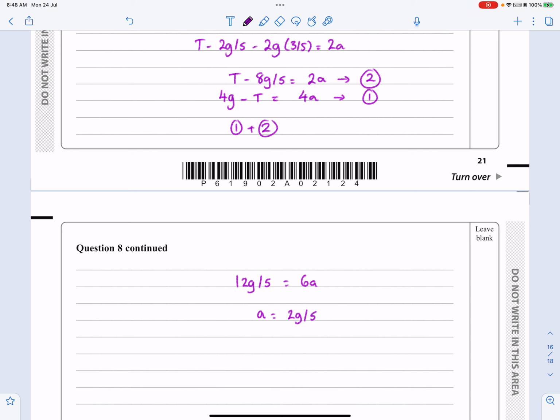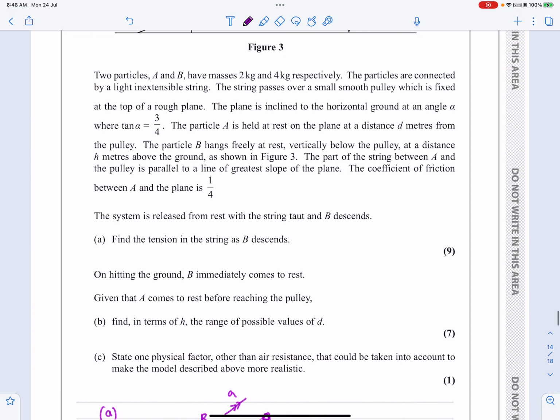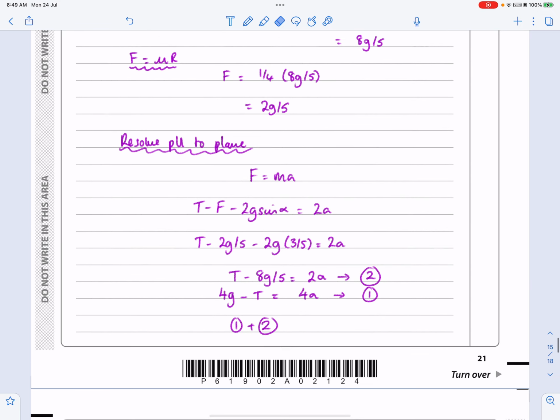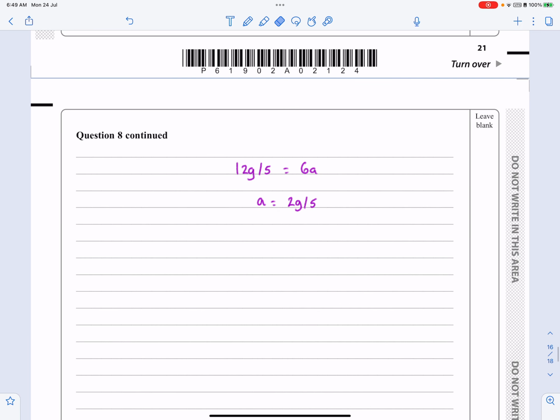Sometimes that's what they'll ask you to do. Or in this 9-mark question here, look, there's a big old 9 marks there. They could have split this up into lots of different bits. It could have been find the acceleration, then find the tension. It could have been find the equation of motion, find the other equation of motion, find the acceleration, find the tension. But no, they want to give it all to us as a big 9 marker. So I've got the acceleration, but I wanted the tension.